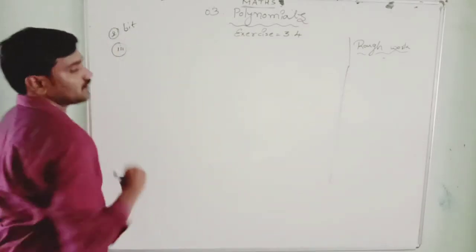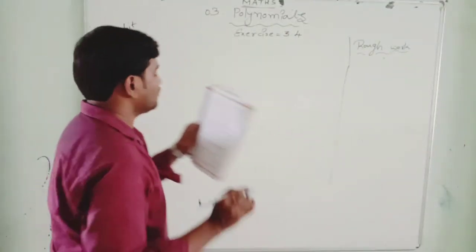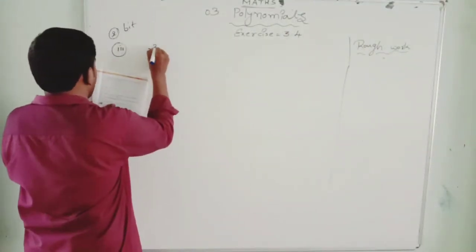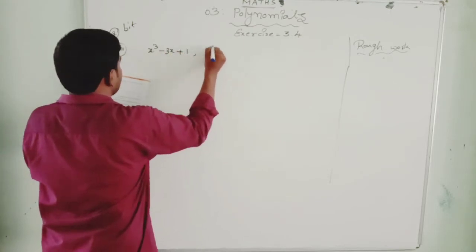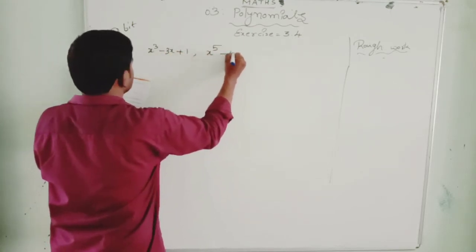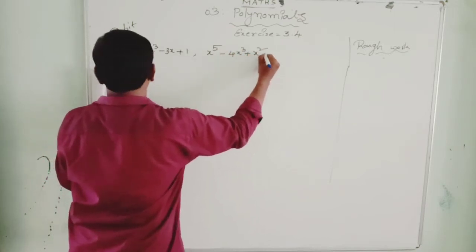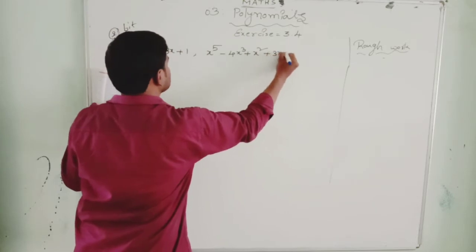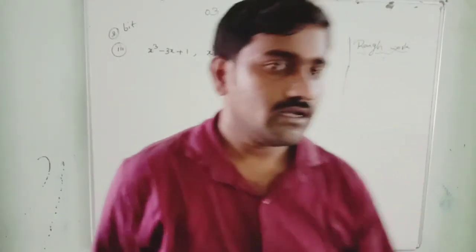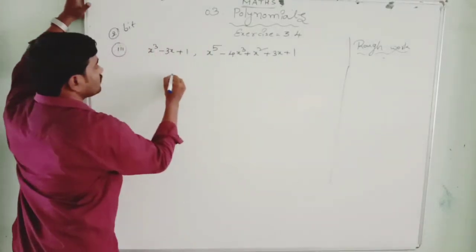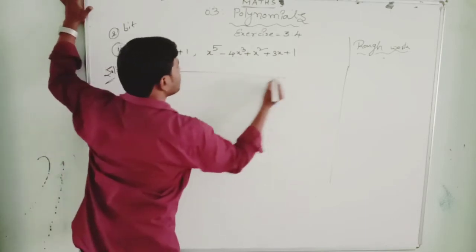Third question, the last question of this exercise. x cube minus 3x plus 1, comma, x to the power of 5 minus 4x cube plus x square plus 3x plus 1. So now we do it. Look at here. I hope you are understanding clearly now, because I have done many problems.